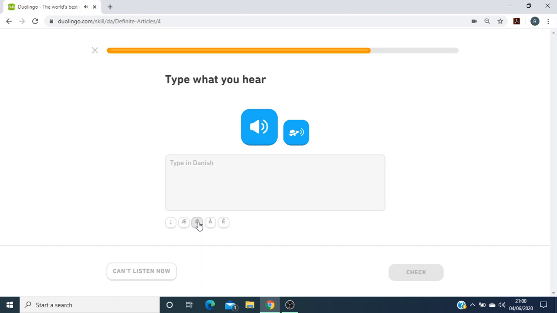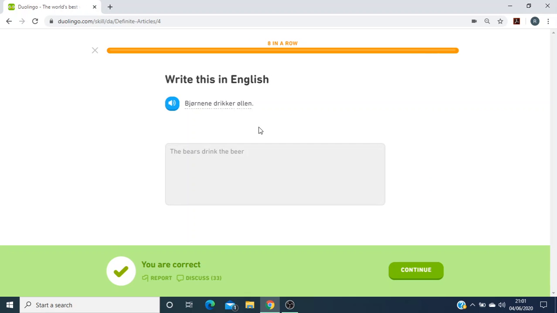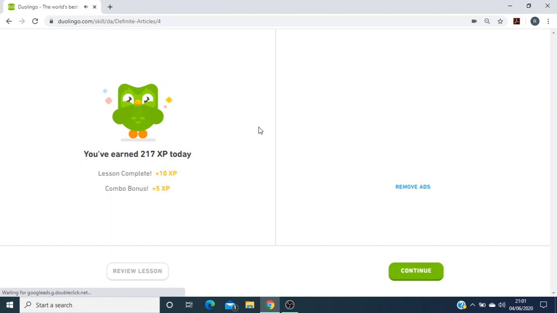Jeg spiser risene. Let me just double check that. Jeg spiser risene. Yeah. Bjørnene drikker øllen. Okay, I got that one right. So that's the bears drink the beer. Not really. We don't think bears should be drinking that. Unless it's the other meaning of the word bears, in which case they will probably drink quite a lot of beer.